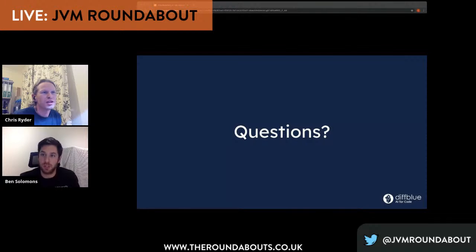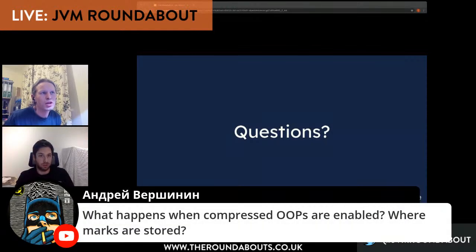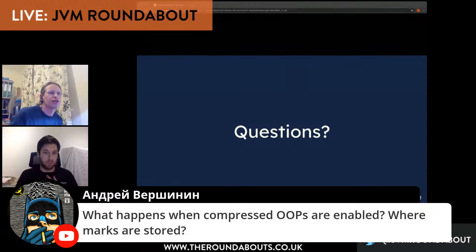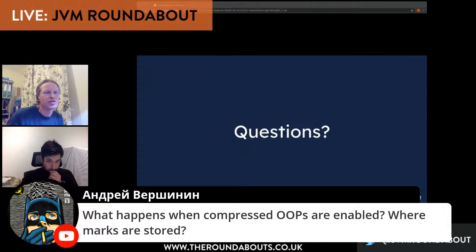I think the next question was, what happens when compressed OOPs are enabled, where marks are stored? Cool. So I don't actually know the answer to that off the top of my head. In the worst case, the JVM would effectively add some extra bits onto the structures. That's an implementation detail that, honestly, I don't know the answer to. In the worst case, you add an extra field around the metadata. The JVM will always have metadata around objects, so yeah.